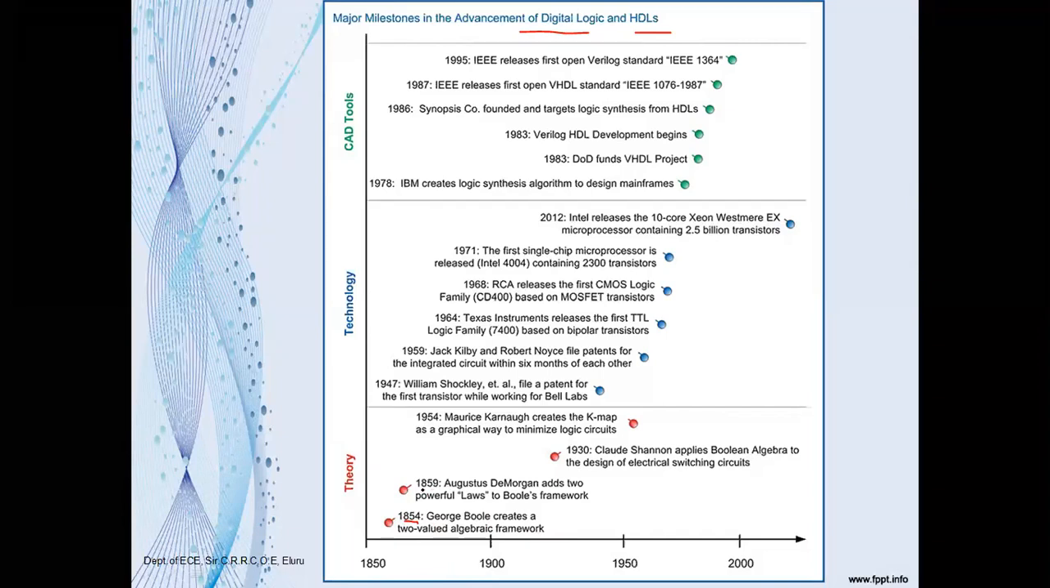After this algebraic framework, in 1859, Augustus De Morgan gave two laws. We all know the De Morgan laws: (a + b) whole bar equals a bar dot b bar, and (a b) whole bar equals a bar plus b bar. These are very important laws as far as digital circuits and digital logic are concerned. In 1859, De Morgan added these two theorems to the Boolean framework. That is one of the major milestones.